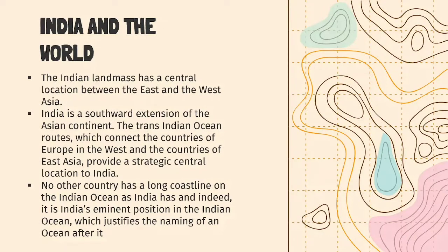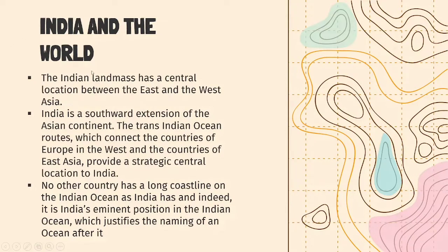Okay, students, now we are going to see India from a world level perspective. When we look at the Indian landmass, it has a central location, between the East and West Asia. When you look at the world map, you can easily identify India through its shape, right? So please imagine like that.